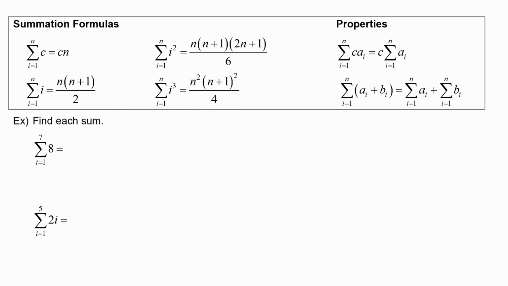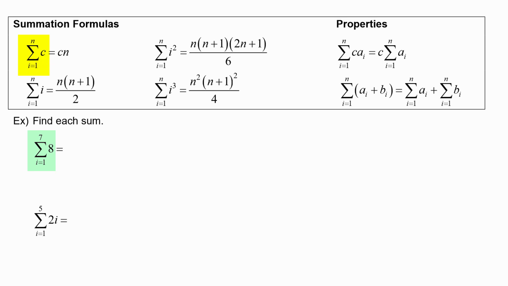Next up, we're going to review the summation formulas you learned back in your college algebra class. And I think the best way to review them is to just dive right into these examples where we have to find each sum. In this first one, we have the summation i equals 1 to 7 of 8. So 8 is a constant, and so the formula that will help us solve this one is this very first one where we are summing over a constant.